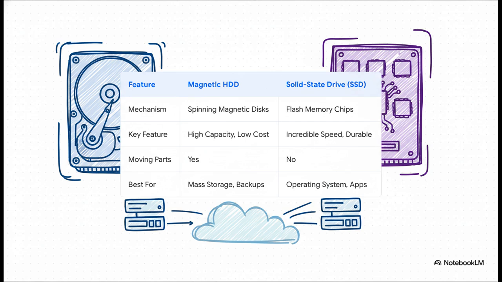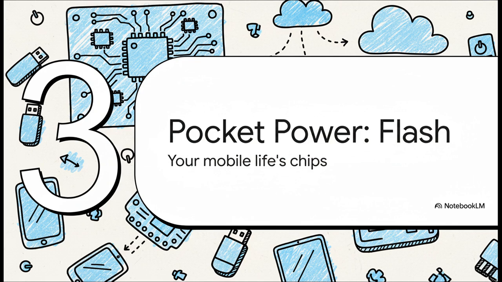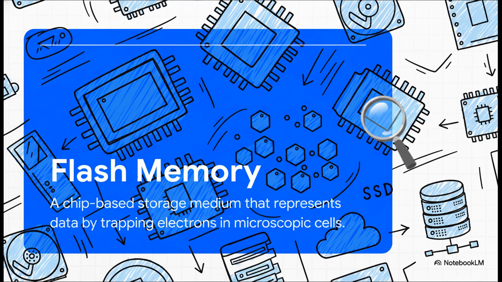So that SSD technology leads us right to the stuff that completely changed the game for portability. I'm talking about flash memory, the little unsung hero that powers pretty much every mobile device you own. So how does this stuff work without any magnets or spinning parts?